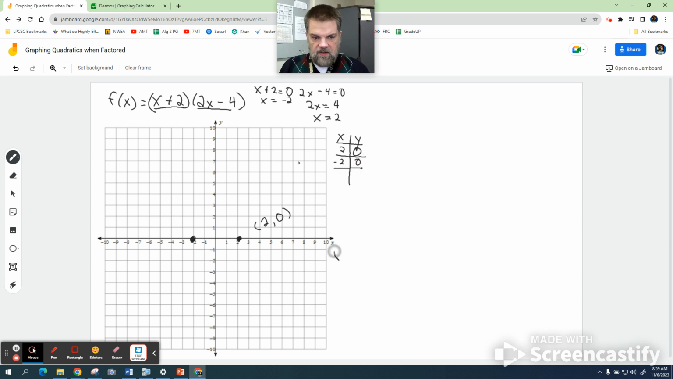And then down here, remember that we're going to use our function notation. F of 2 is equal to 0. F of -2 is equal to 0. Okay.